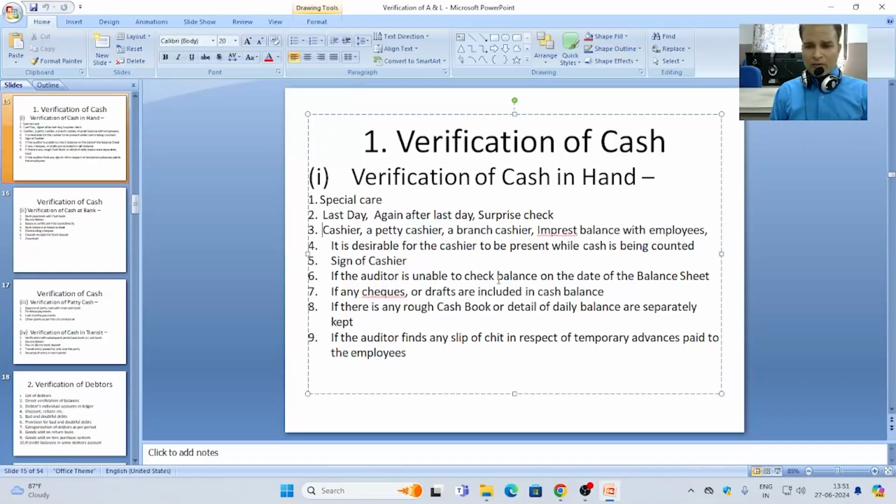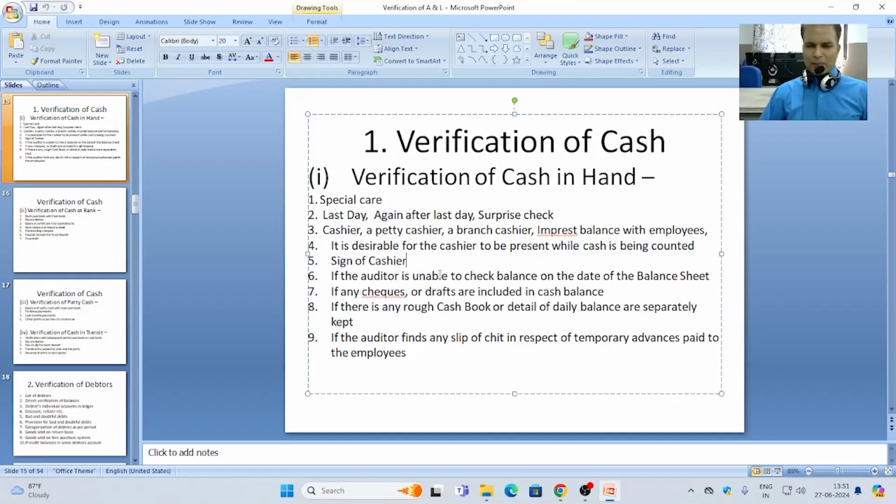At the time of cash verification, the cashier should be there, because at the time of counting of cash, both the auditor and cashier should be present for the verification. The auditor is required to get the signature of the cashier on the cash book when the verification is done, and the final cash balance should be noted by the cashier and the auditor also.